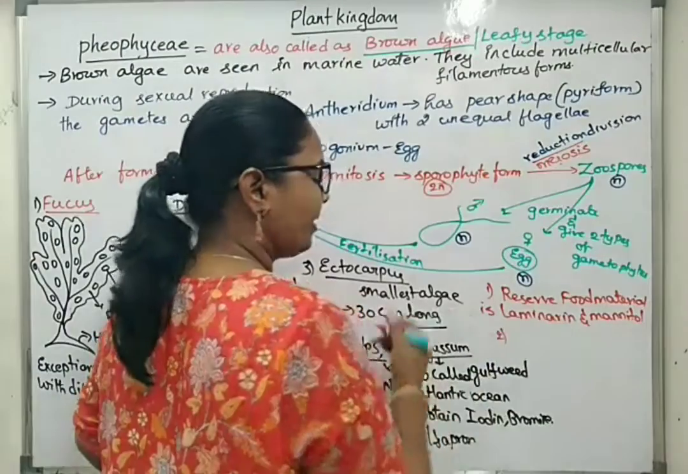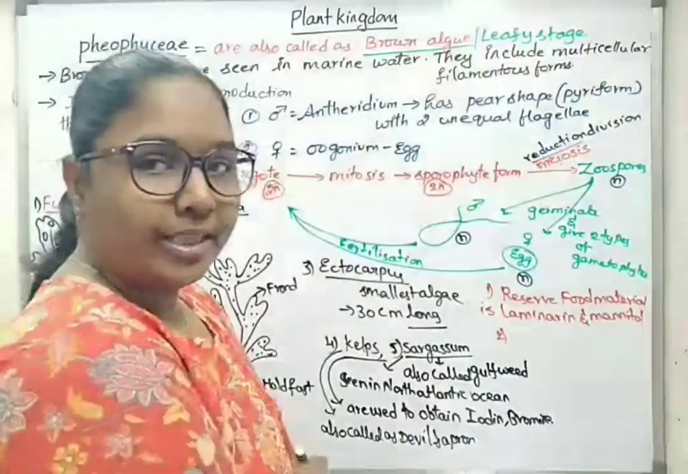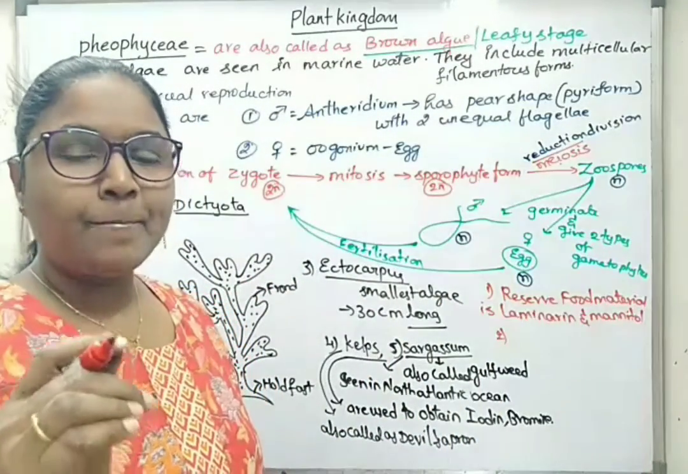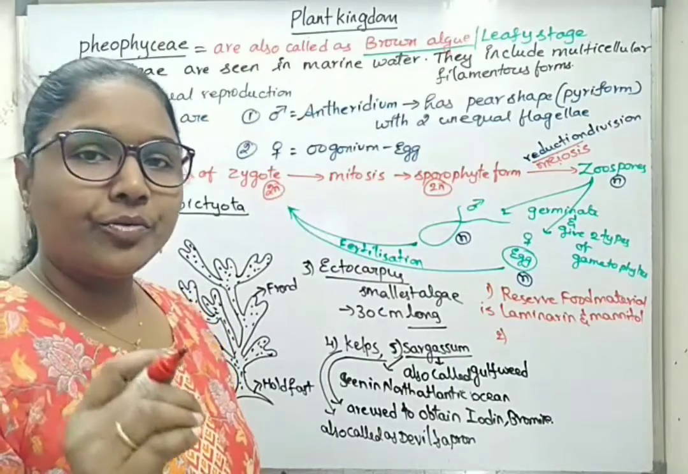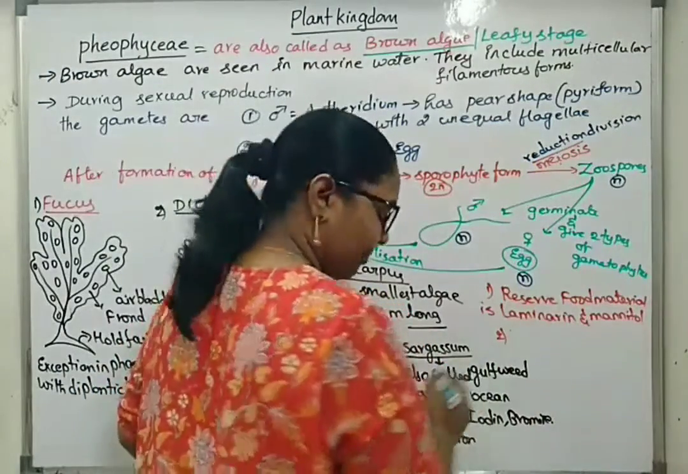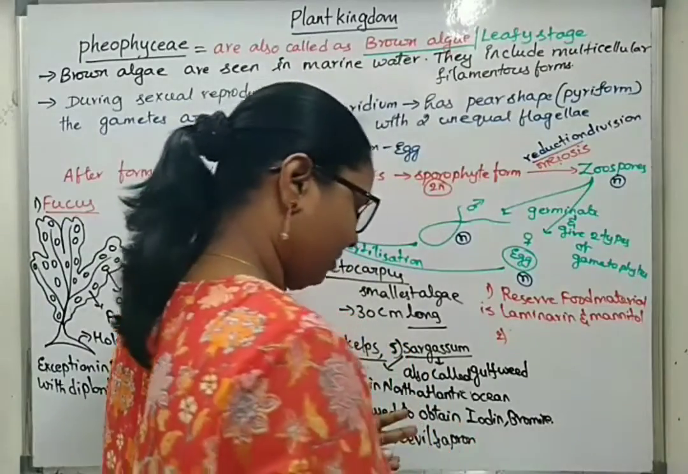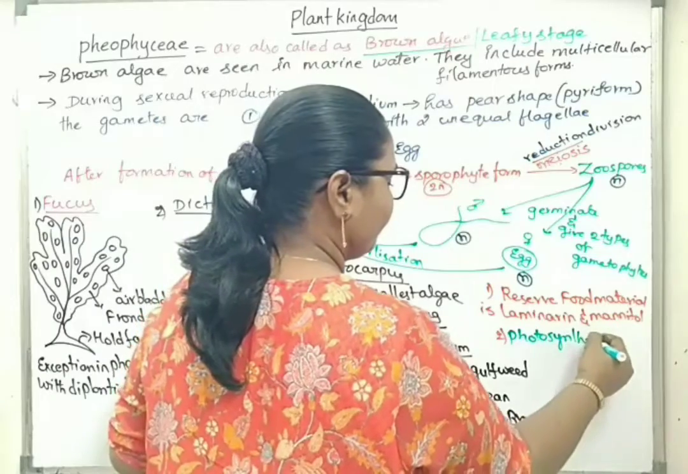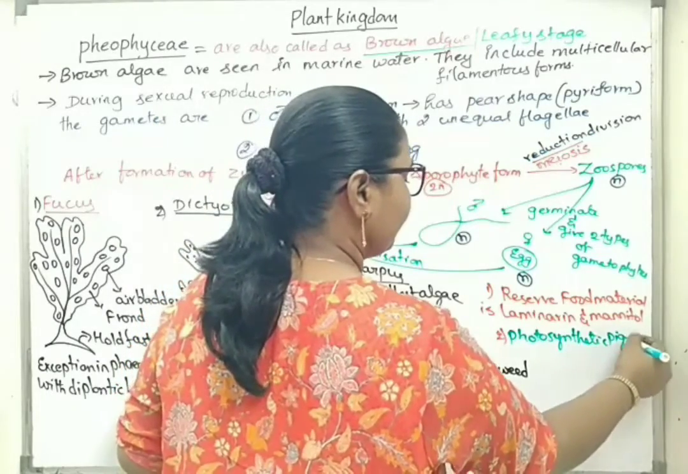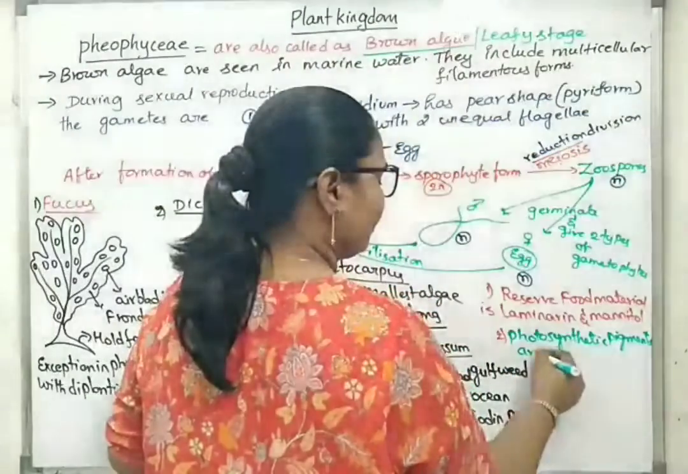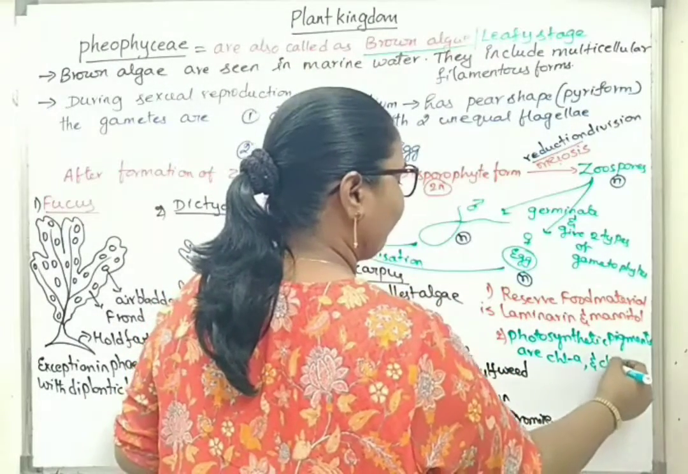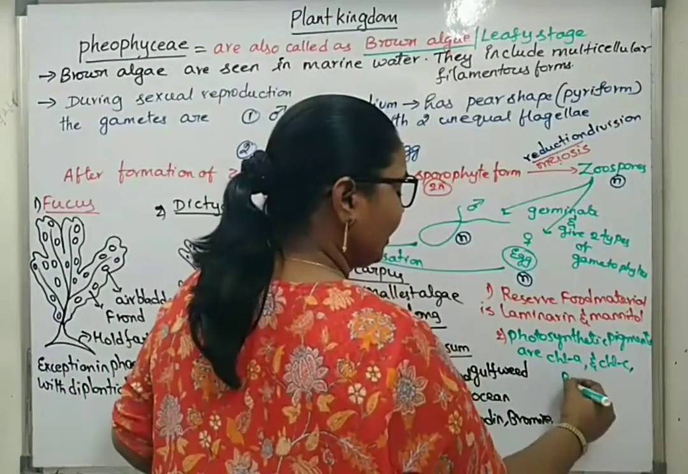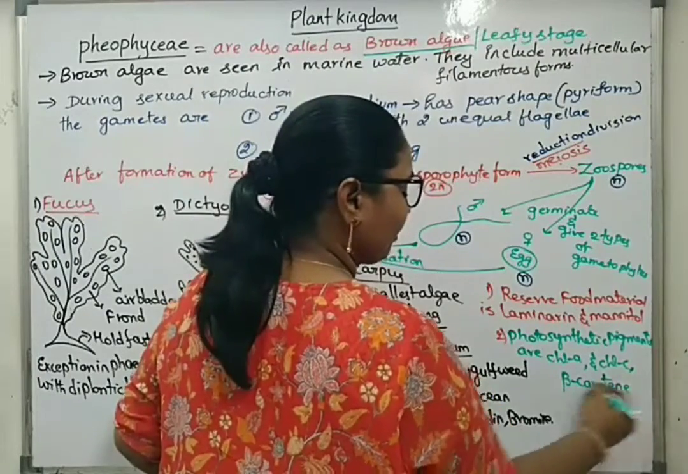This is one point. Second one, pigments present here are chlorophyll A and chlorophyll C. In Chlorophycy members, we have seen reserve food material is starch, and there the photosynthetic pigments are chlorophyll A and chlorophyll B. Here, photosynthetic pigments are chlorophyll A and chlorophyll C. It also includes beta carotene and xanthophylls.